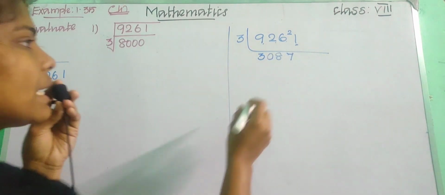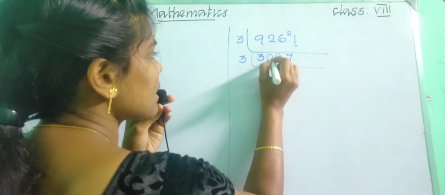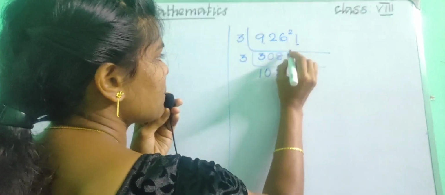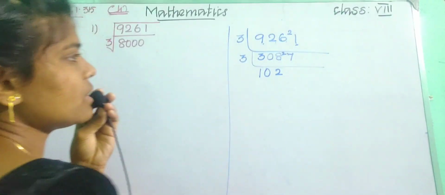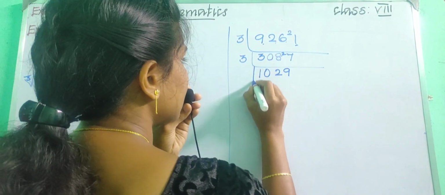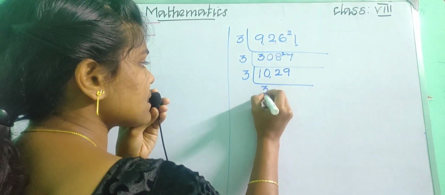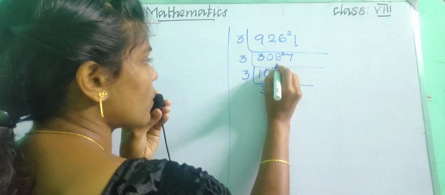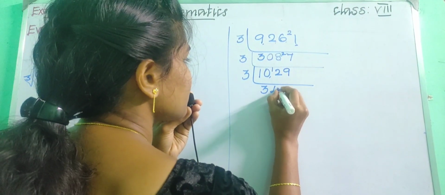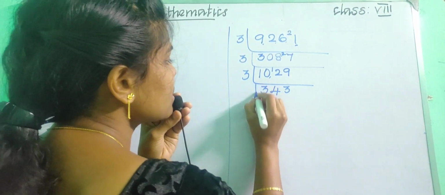Okay, children, and again we can continue with this 3 table. 1 3 is 3. Already we are having 0, so just put the same 0. So 2 3s are 6, remaining 2. Now we got 27. So 9 3s are 27. Again, let us continue with the 3 table. Now take this 10. 3 3s are 9, remaining 1. Now we got 12. So 4 3s are 12, and at the last we are having 9. So 3 3s are 9. Now we got 343.